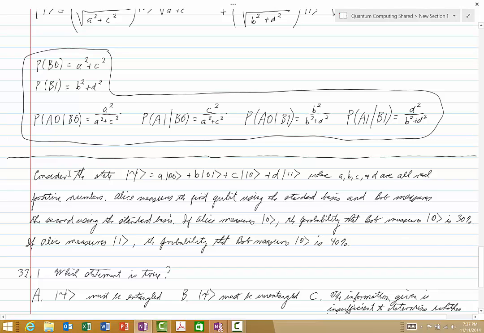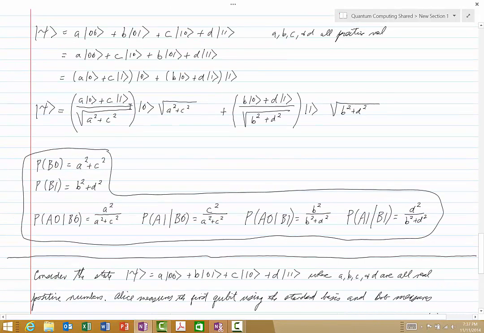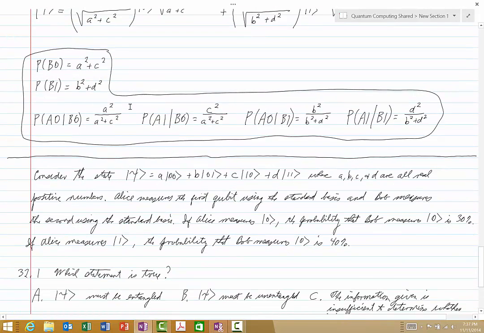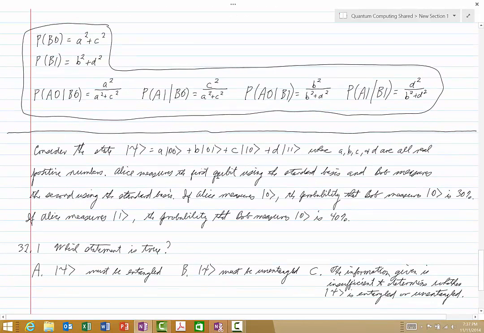It was stated, consider the state psi equals A|00> plus B|01> plus C|10> plus D|11>, where A, B, C, and D are all real positive numbers. So that's exactly the situation that we've been talking about today in this lecture. And Alice measures the first qubit using the standard basis. Bob measures the second using the standard basis. And again, that matches what we've been talking about in this lecture.